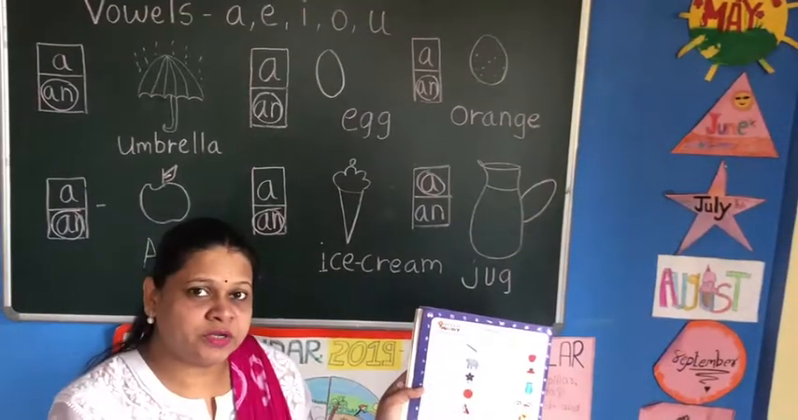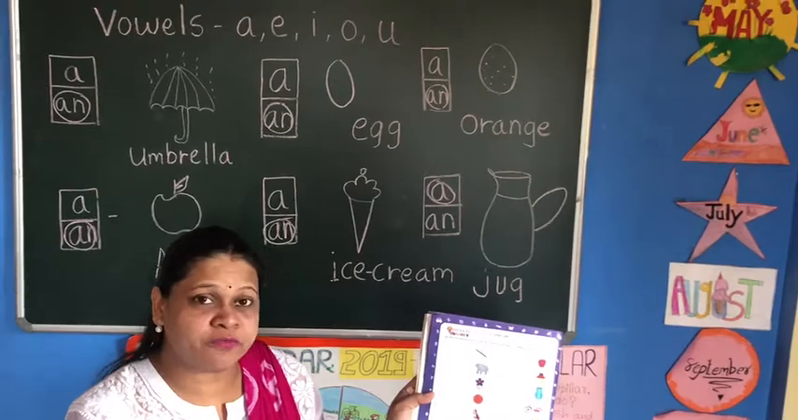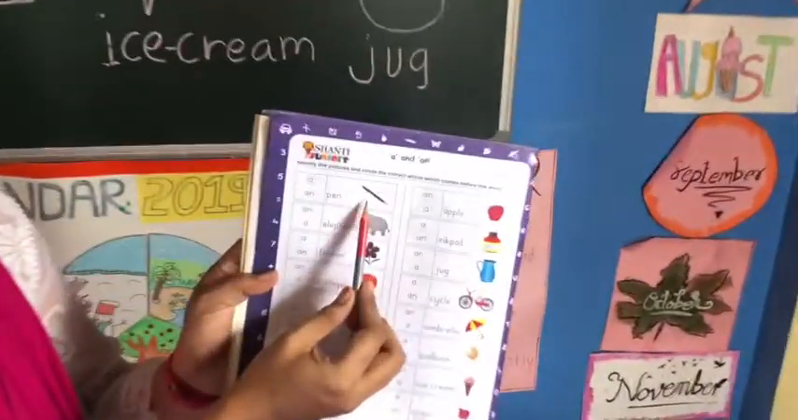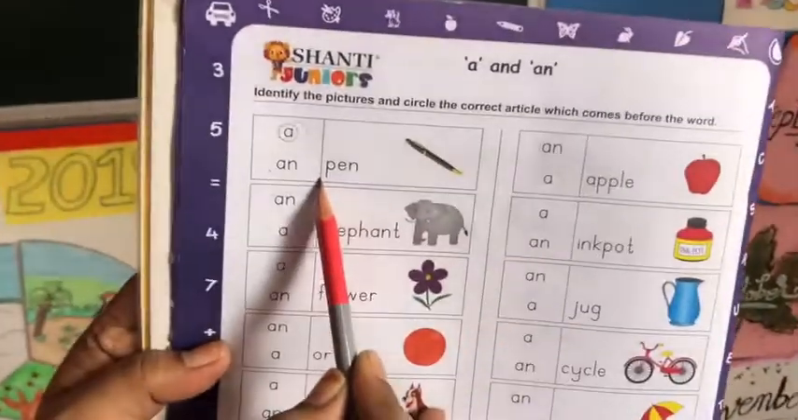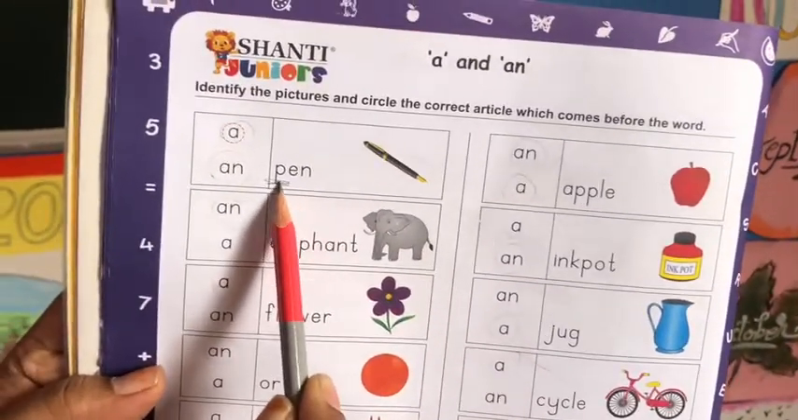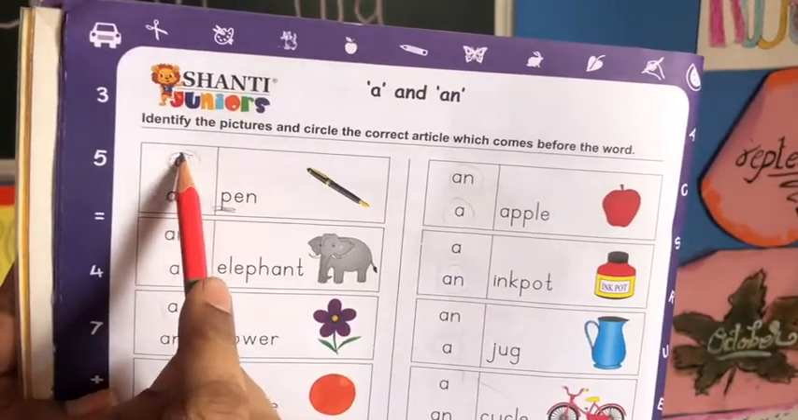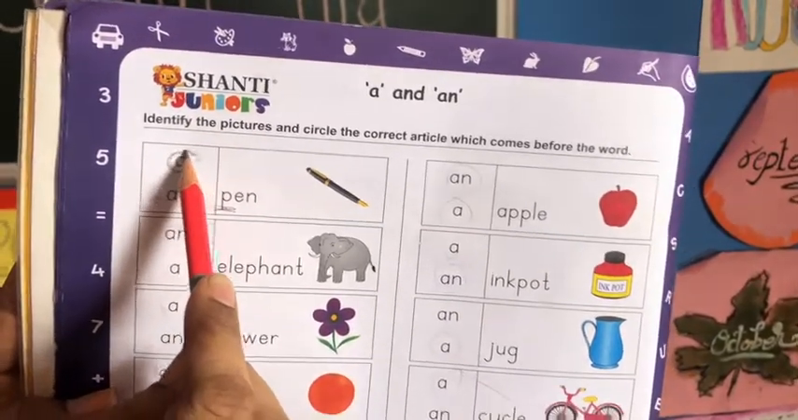Okay. Hello children, now we'll see the use of a or an with this. See, this is a pen. It starts with the letter P. If it is a P, then what will come? A will come. Okay. Remember.